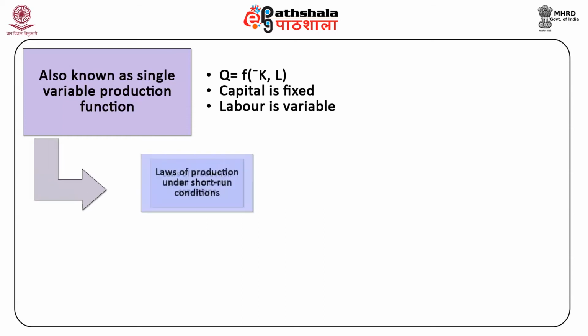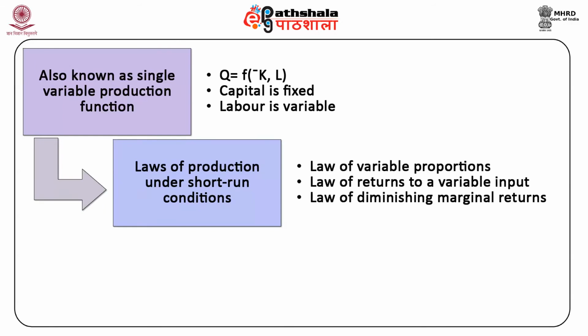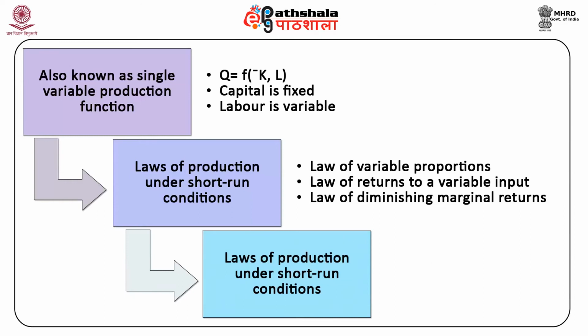Hence, the law of production under the short run conditions is called the law of variable proportions, the law of returns to a variable input, and the law of diminishing marginal returns, whereas in the long run it is known as the law of returns to scale.